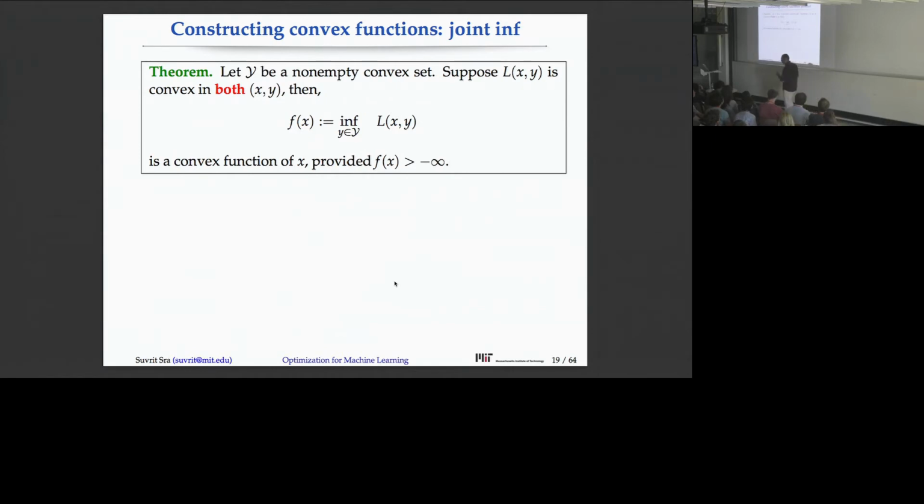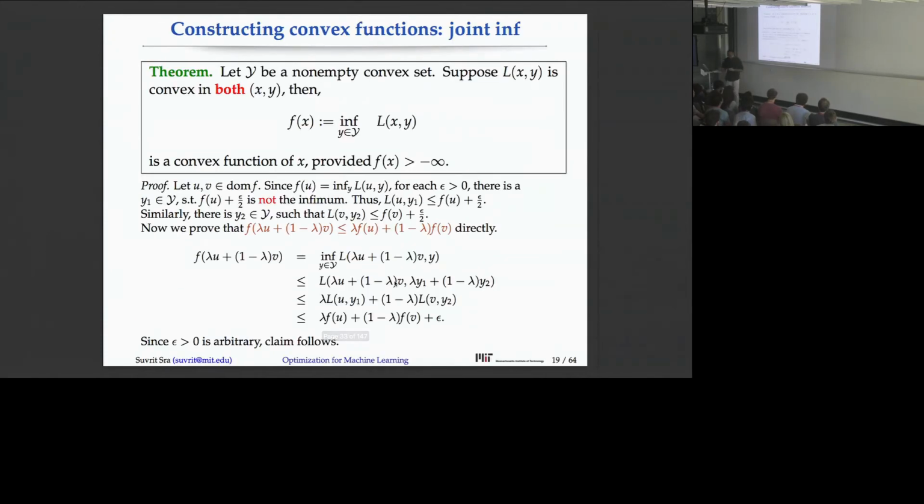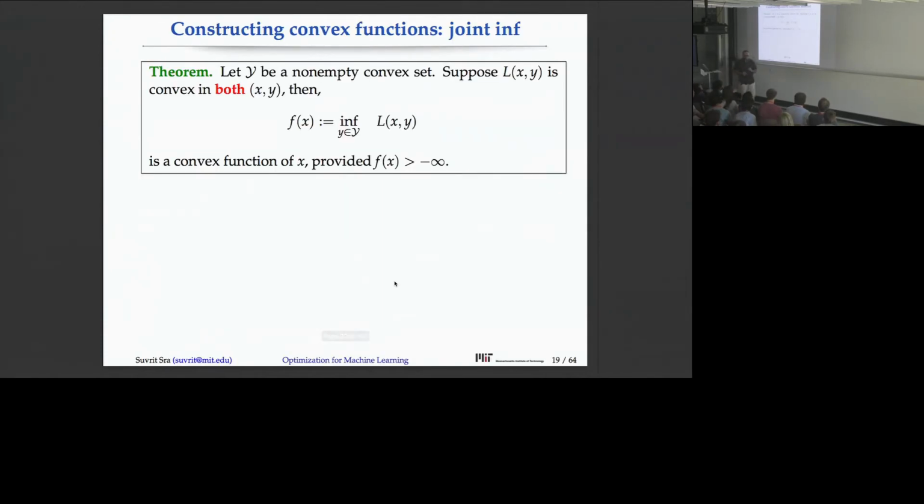So this property is, let's say, much more non-trivial. There's a short proof here. I'm not going to go through that. But this property is a very important property. But if this joint convexity doesn't hold, then all bets are off.